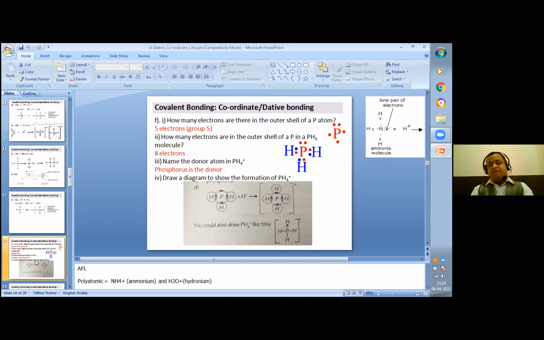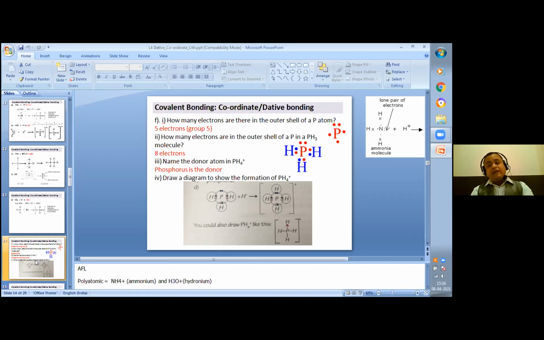When phosphorus, P, combines with 3 hydrogen, it will form PH3 or phosphine. Each hydrogen carries 1 electron, and P has 5. 5 plus 3 makes 8. In that way, phosphorus will complete its octet. And that's why there should be 3 single bonds between P and the 3 hydrogen. That's all for the first point.